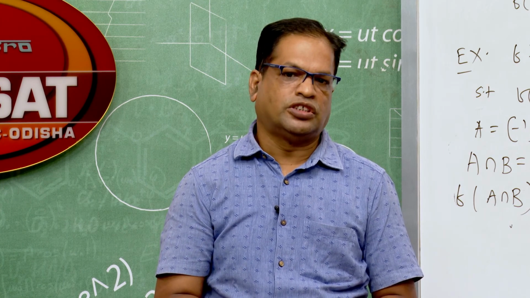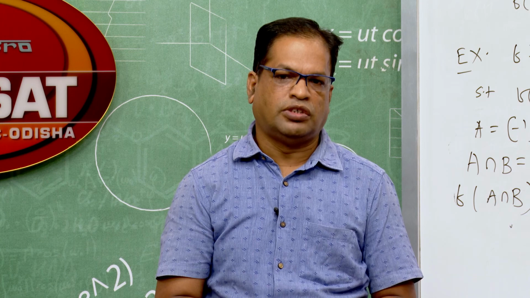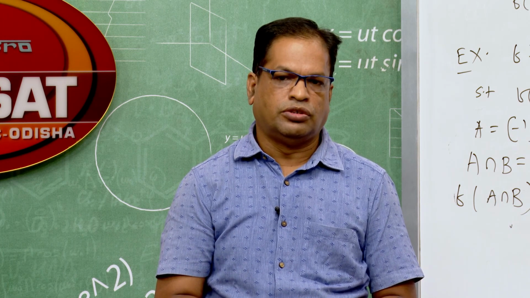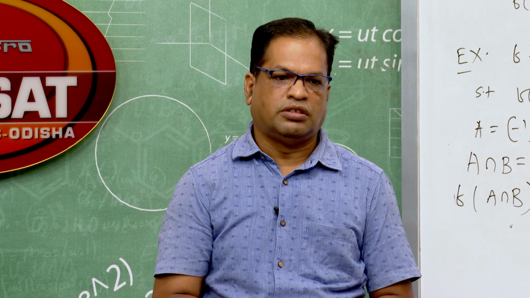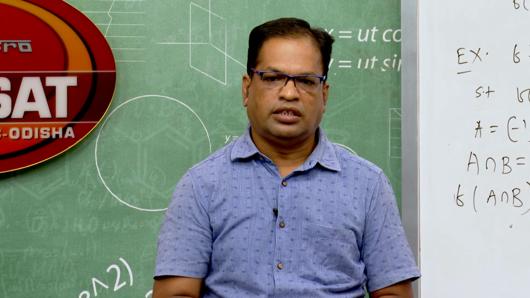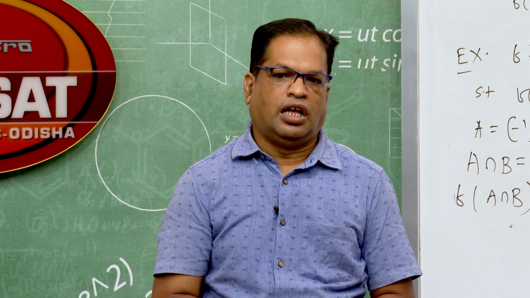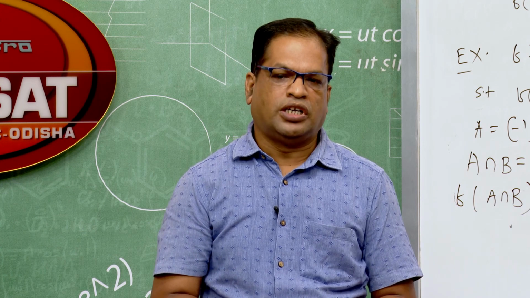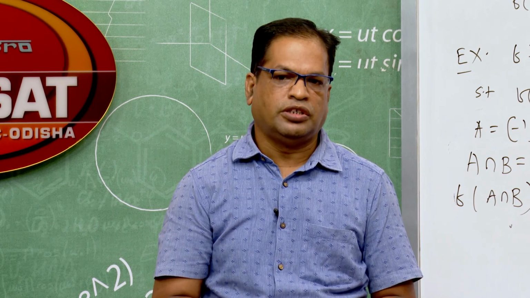Now, if a function is not invertible, that is, if it is not one-one and onto, you can find an inverse by restricting the domain and codomain, so that the function becomes invertible.